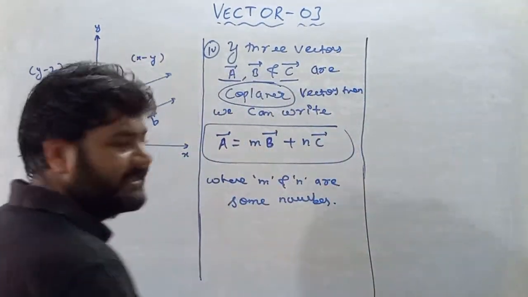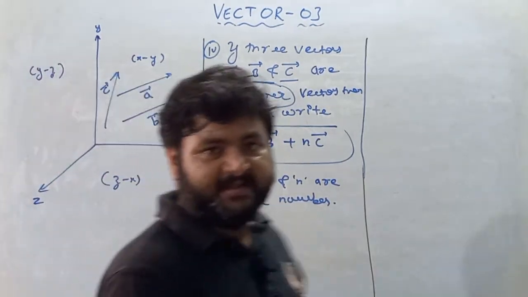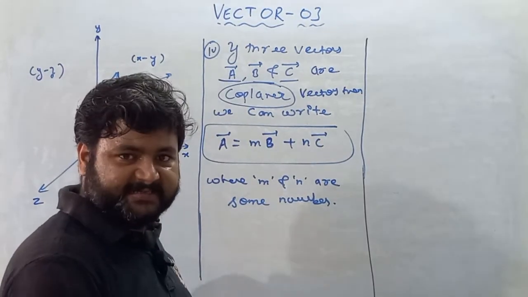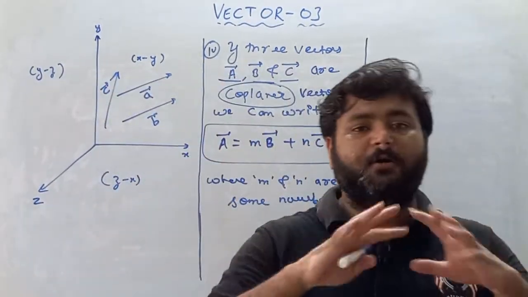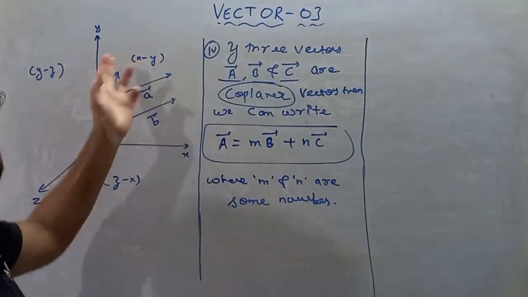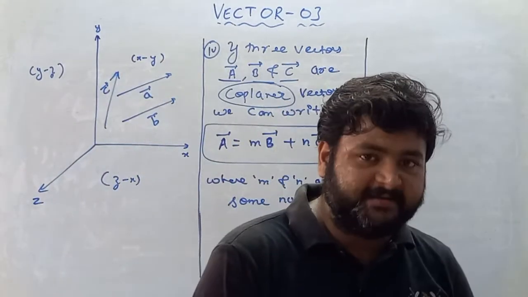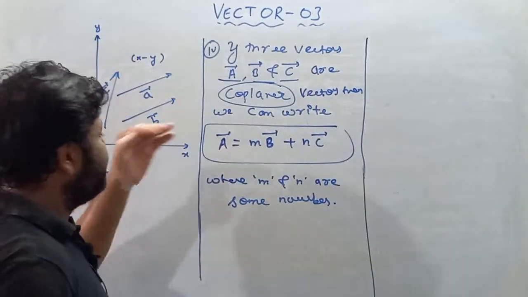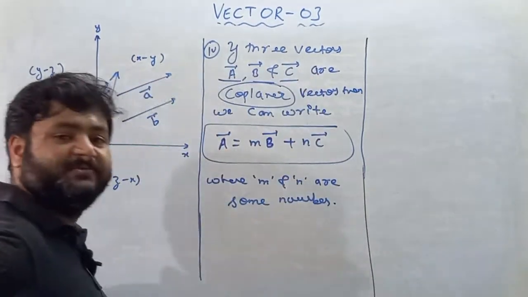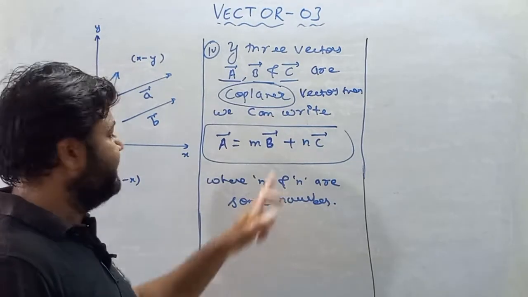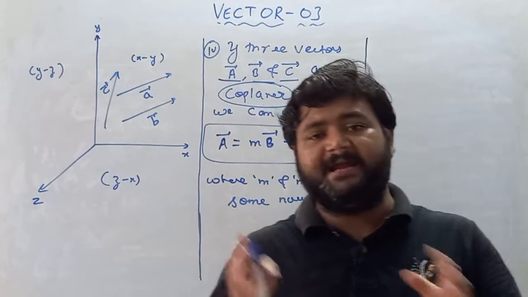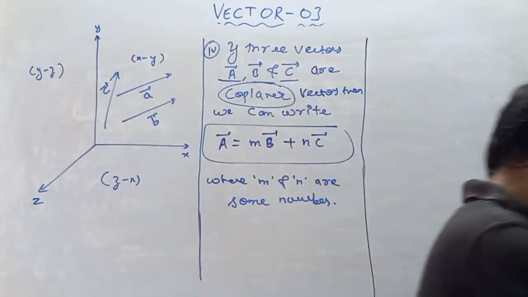Our requirement is just that you understand these things and remember them. So three vectors are there, A vector, B vector and C vector, and we are saying that they are coplanar vectors. It implies coplanar means all the vectors lie in the same plane. Here we have three vectors and all three lie in the xy plane. So we'll say A, B and C are coplanar vectors, and for coplanar vectors we write A vector is equal to M B vector plus N C vector, where M and N are any numbers.